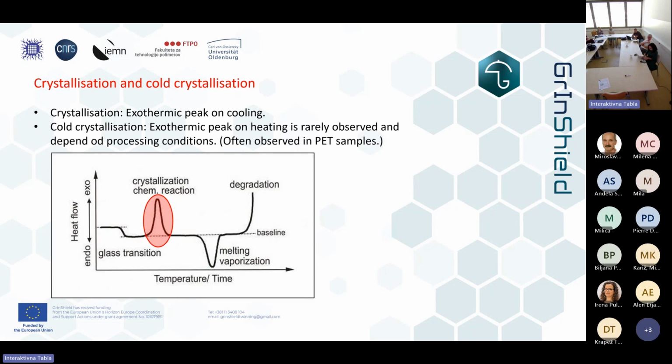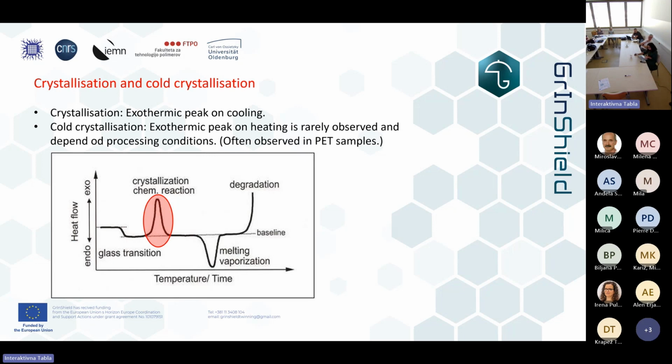So we heat the sample and the crystallization starts. This is usually observed in PET, because PET crystallizes slowly. So if we cool the melt fast, it will not crystallize. But once we start heating, we come to a certain temperature which enables enough movement of molecules to start crystallization. We get a crystallization at, let's say, 120 degrees. So it's not really cold. It's at 120 degrees. It's quite warm, but we call it cold.